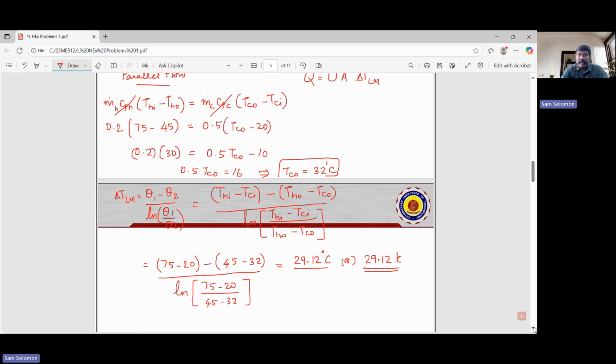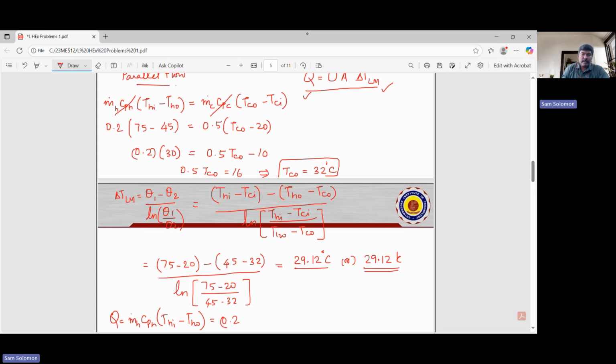Okay, so now we have got delta TLM. If you look at this equation, Q equal to UA delta TLM, delta TLM is known, so Q can be found out. Q is equal to m dot h Cph Thi minus Tho. You can also use m dot c Cpc Tco minus Tci. Both should give you the same answer.